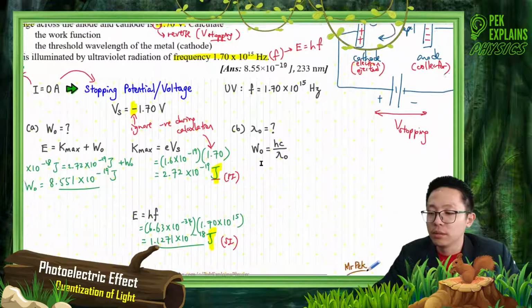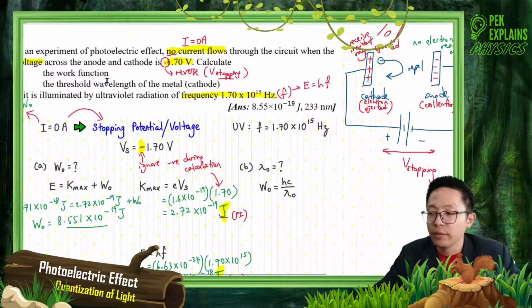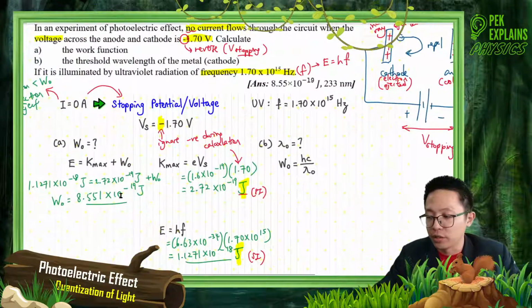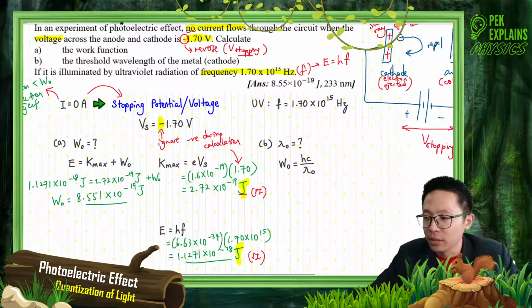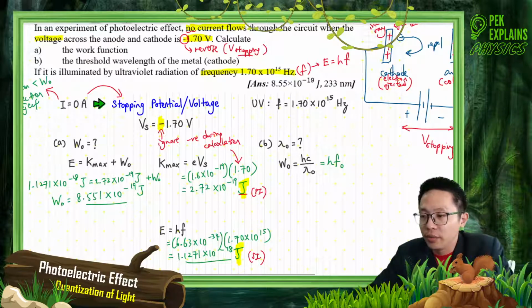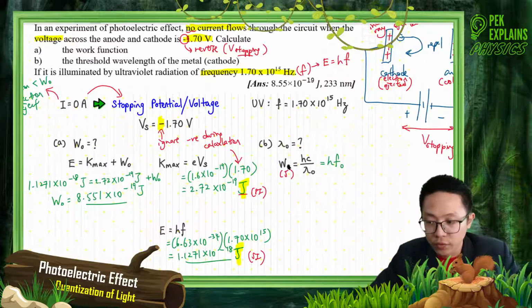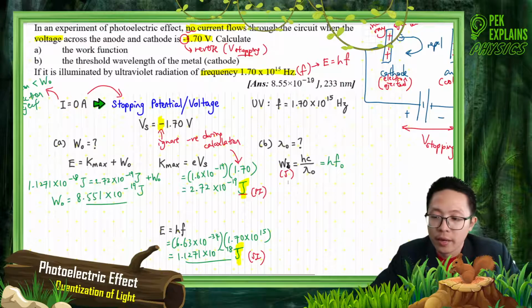So now let's find the threshold wavelength. For the threshold wavelength, we make use of the work function, because we know that work function is equal to hc over lambda naught. The work function can help us find the threshold wavelength, and also the threshold frequency. Make sure these are all in SI unit. The work function must be in joule first. If you got the work function in electron volt, you must convert to joule first before you can substitute into here.